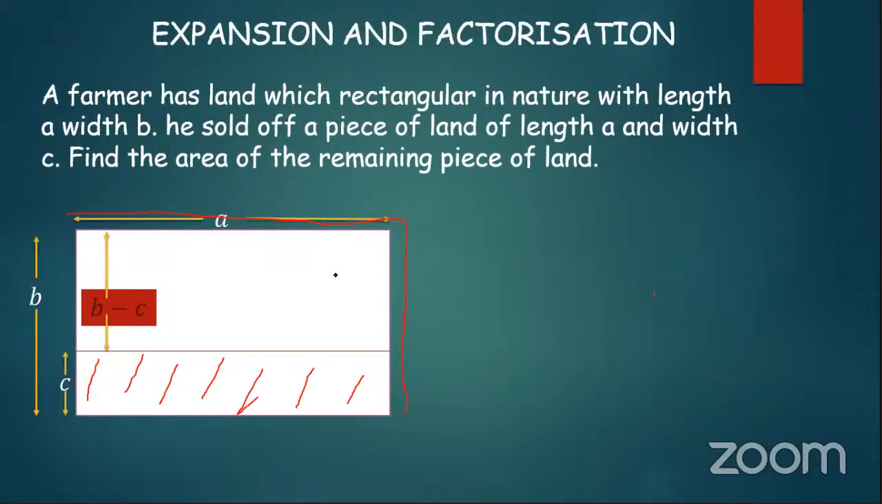We are saying the farmer had this piece of land which is of length A and width B, but he now decides to sell part of that land. So he sells off a land which is of width C and length A. So how are we going to find the area? In other words, how are we going to find the unshaded area left after I have done some shading here?